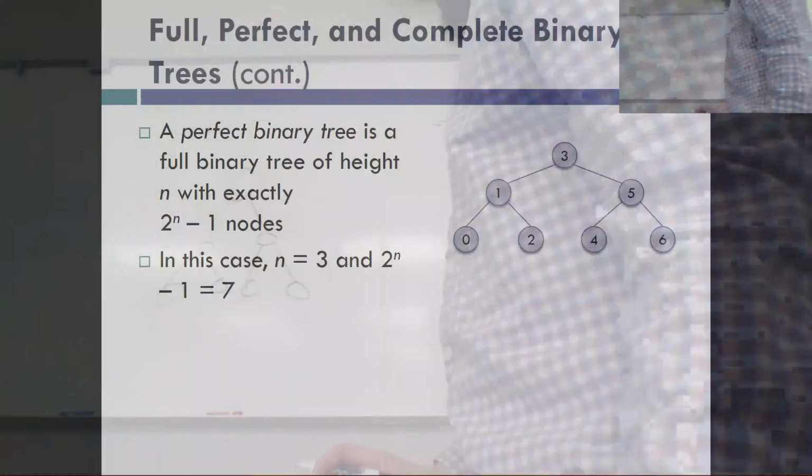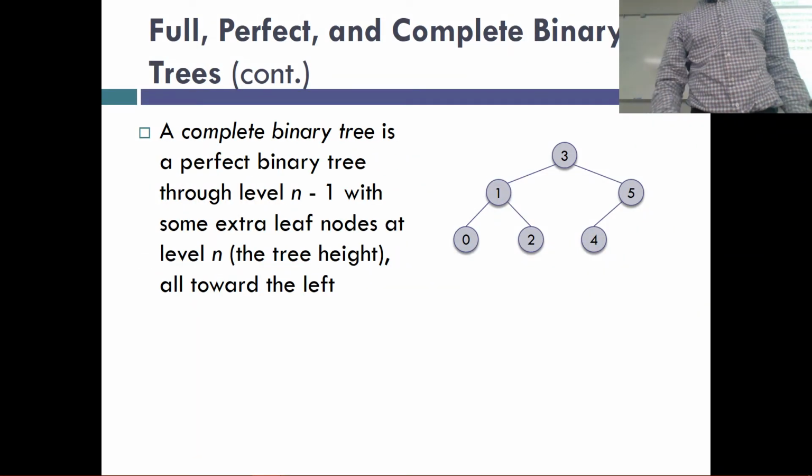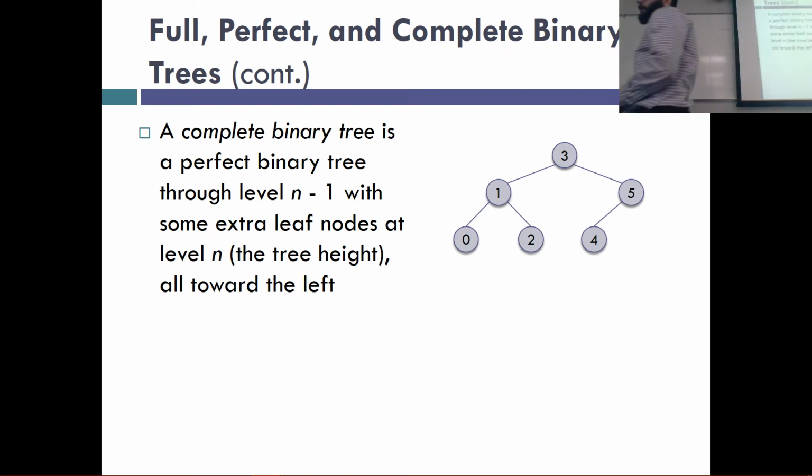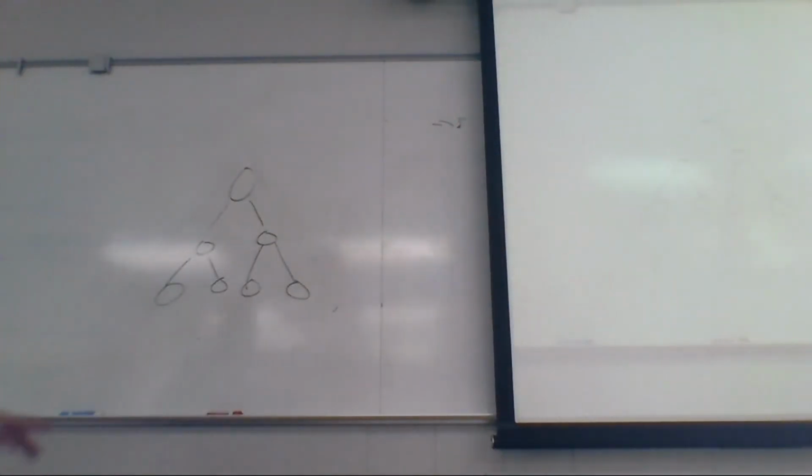Okay. So now about complete. A complete tree is perfect except for the last level, where it's just filled in. So a complete binary tree is almost perfect, okay? But there's some extra nodes on the bottom level, and they're all on the left side. So the best way to show you is by counterexample. So here we have a perfect tree. It is also complete.